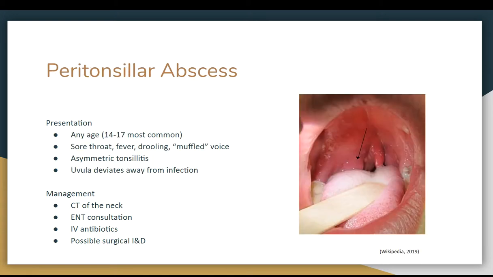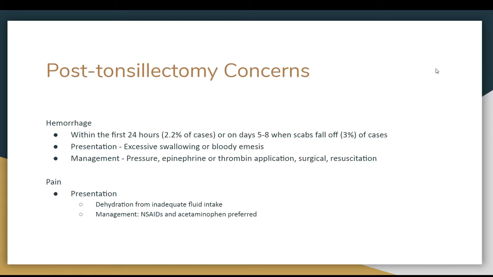A peritonsillar abscess is a little bit similar, but the age of onset tends to be a little bit older. These patients will have a sore throat, fever, drooling, and a muffled voice. When you look at their tonsils, you'll see that one of their tonsils is significantly larger than the other, even if they both appear red, and the uvula will deviate away from the infection. So again, management of this is CT of the neck, ENT consult, IV antibiotics, and a possible surgical I&D.